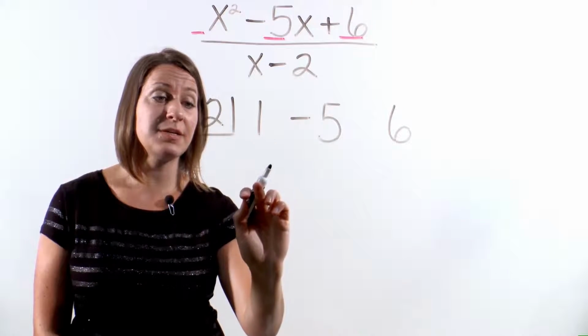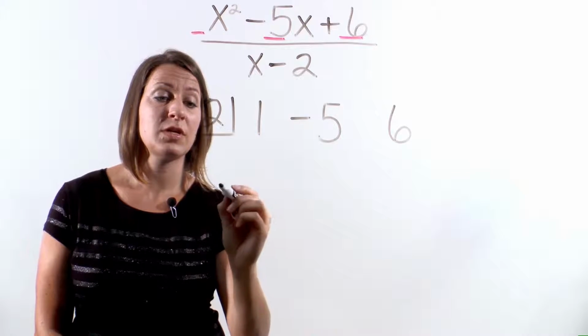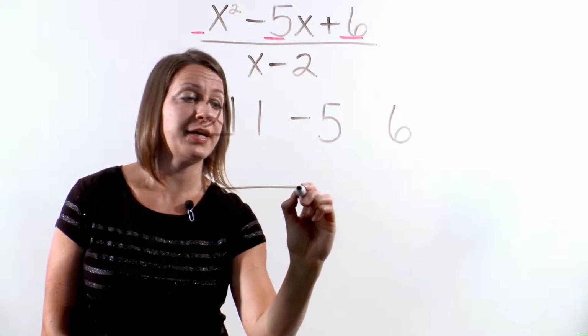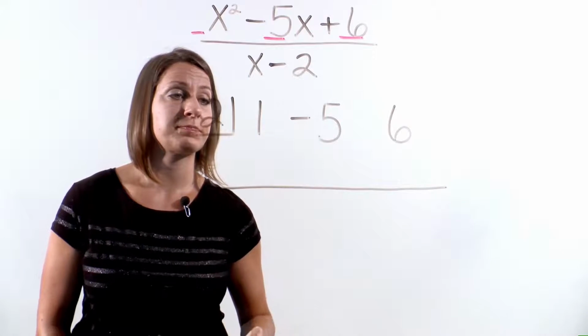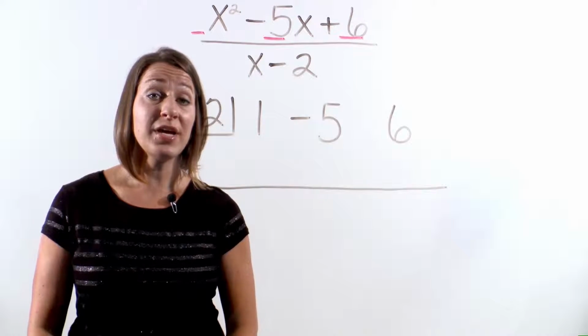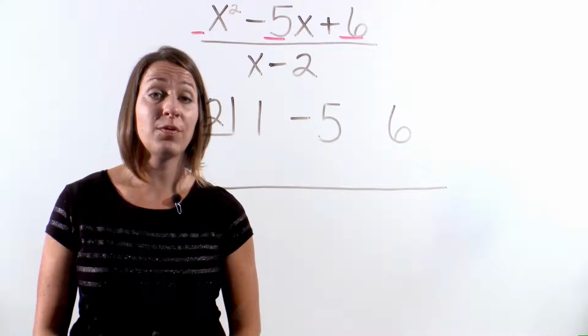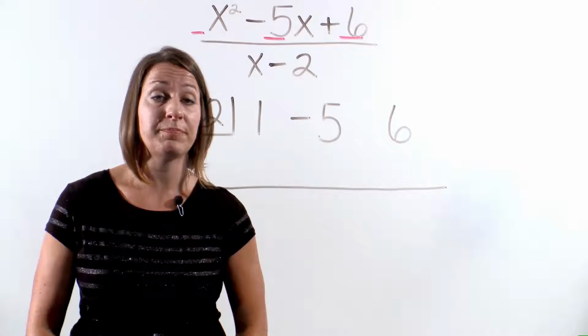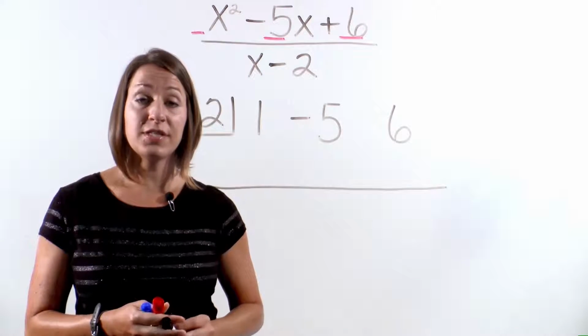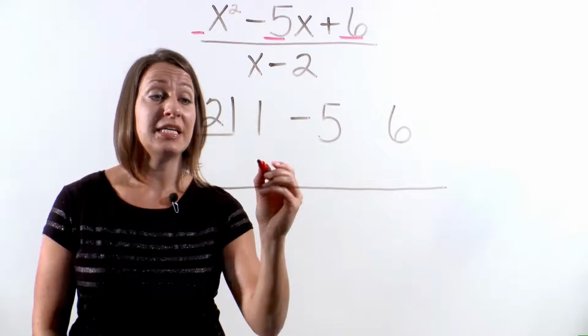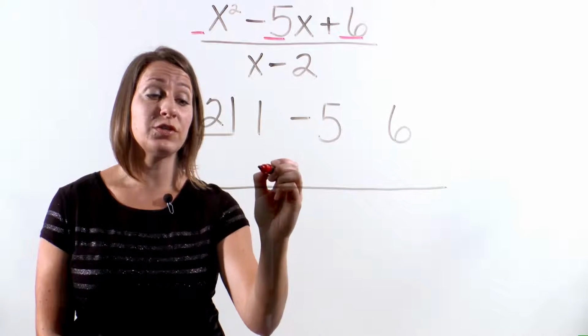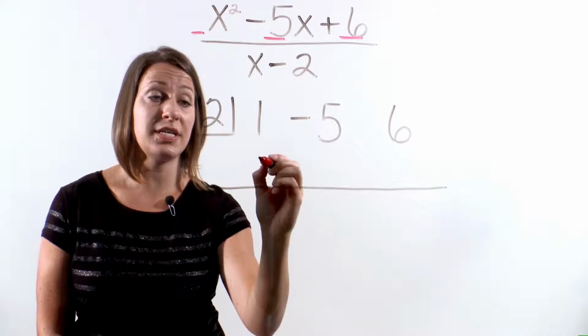Next, I want you to skip a space and then draw a straight line. Now we have the problem set up and we're ready to actually work through the problem. Our first step in synthetic division is to drop the first coefficient down to the answer line.